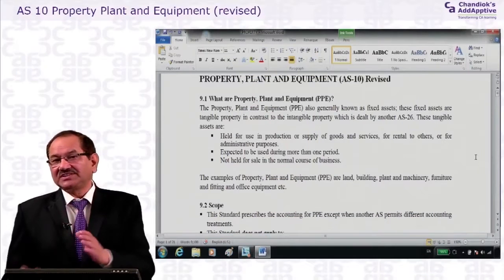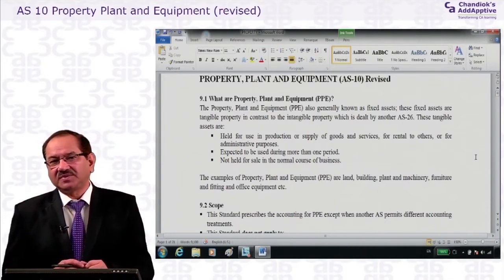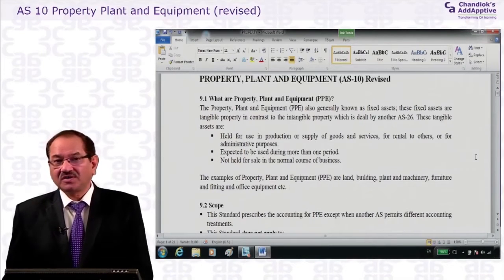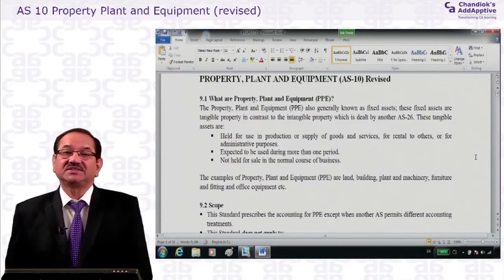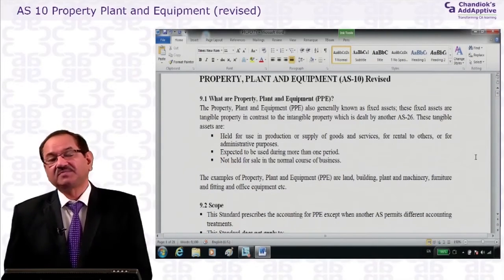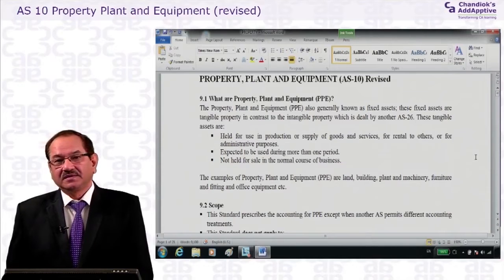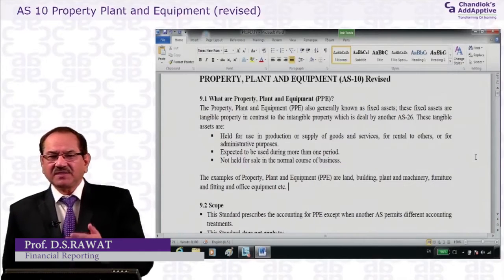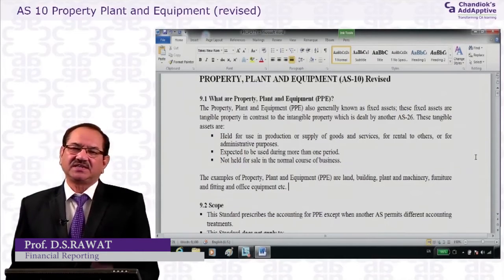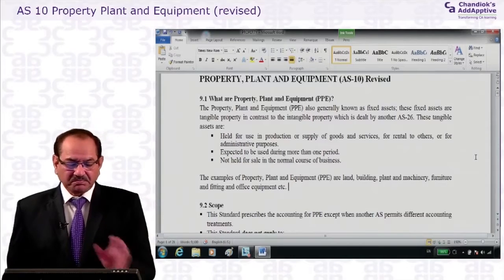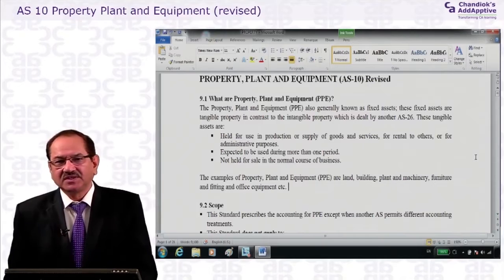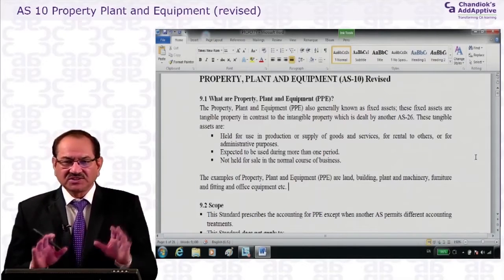What are the characteristics of property, plant and equipment? It says: held for use in production or supply of goods and services, for rental to others, or for administrative purposes. This description was also in Accounting Standard 10, earlier, unrevised. So you should not get disturbed that it is almost IFRS. The definition is almost the same.